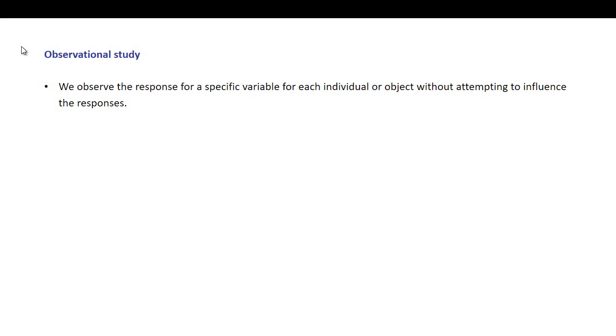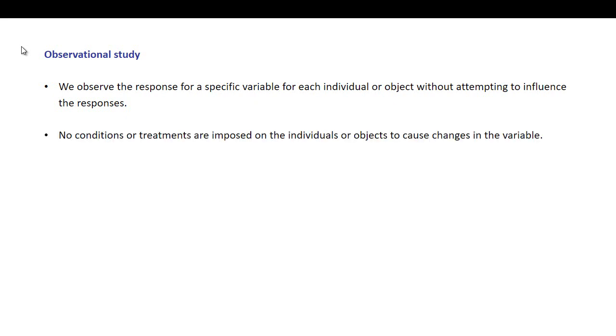So in observational studies, we observe the response of a specific variable for each individual or object without attempting to influence the responses. Which means that no conditions or treatments are imposed on the individuals or objects to cause changes in the variable. That is, we don't do anything to cause changes in the response.